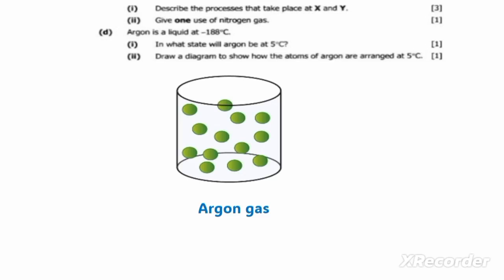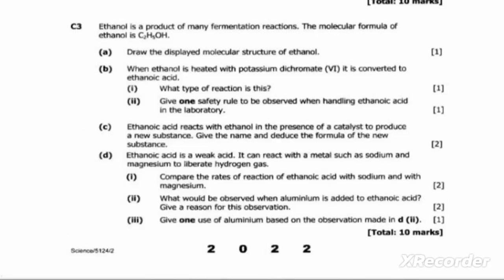Now let us move to the next question, which is question C3. Question C3 is the last question in this paper. The question reads, ethanol is a product of main fermentation reactions. The molecular formula of ethanol has been given. Draw the displayed molecular structure of ethanol.